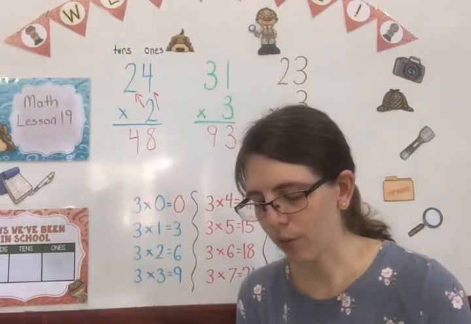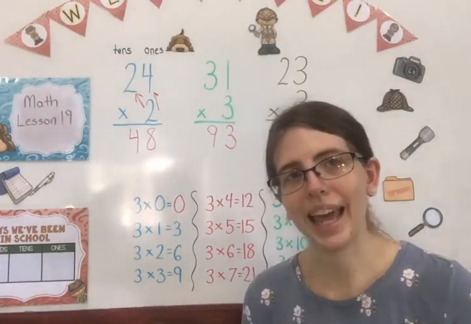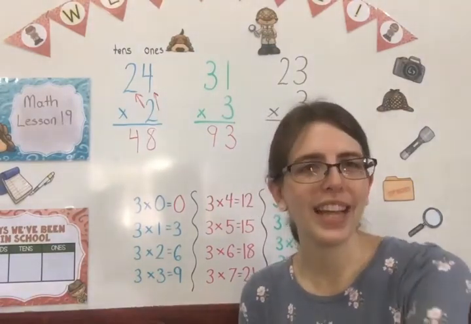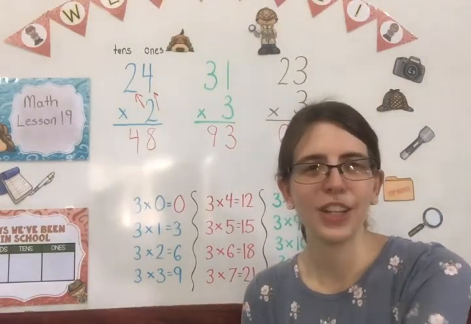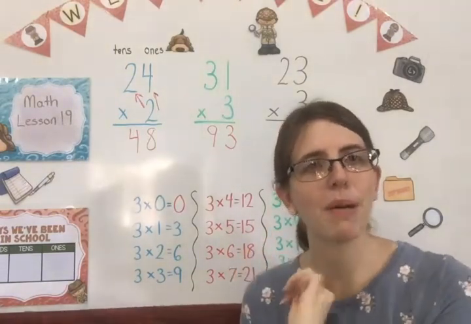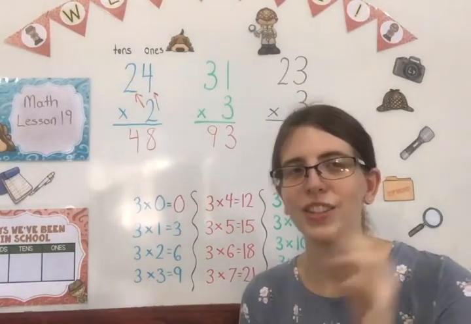Number 5, write the missing factors. Blank times 8 equals 16. What times 8 equals 16? You should have your 2 tables and your 3 tables memorized. If you don't have them memorized yet, you need to work on that so that it will come to your mind just like that.